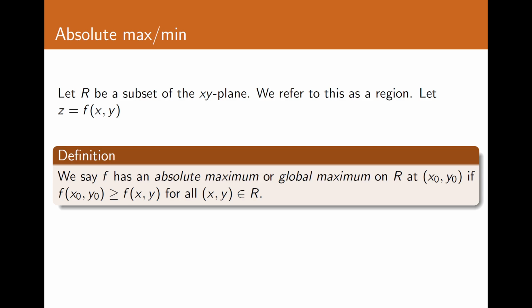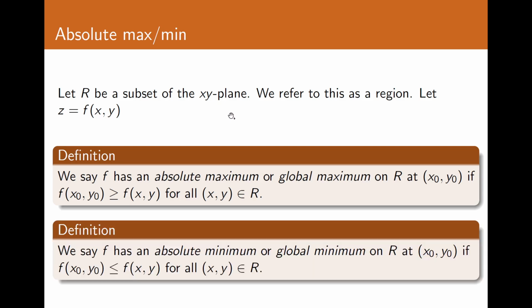So now you're on a mountain range, and this is the absolute tallest of the mountains on the mountain range. And similarly for absolute minimum, it's the smallest value, so the very lowest point of all of the values. Okay, so same definition as for functions of a single variable, we just have two variables to work with now.